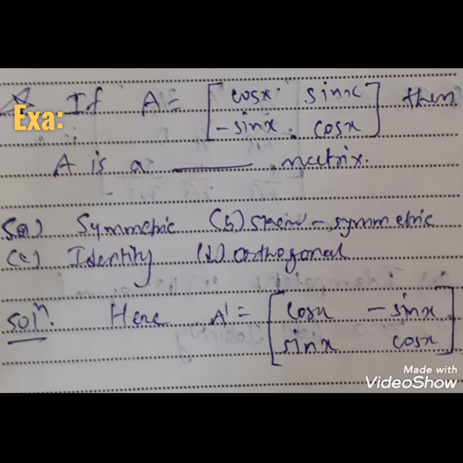We know that in a symmetric matrix Aij equals Aji, but here A12 is sin x and A21 is minus sin x. Both are opposite, they are not equal. So it is not a symmetric matrix. Let us discuss option B, skew symmetric matrix. In a skew symmetric matrix, diagonal elements should be 0, but here diagonal elements are cos x, they are not equal to 0, which means it is also not a skew symmetric matrix.